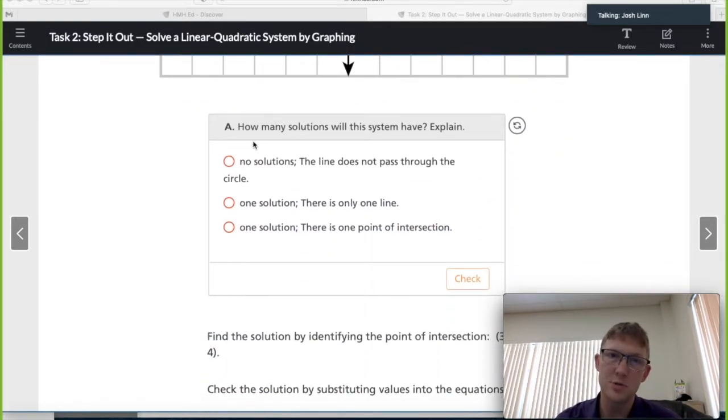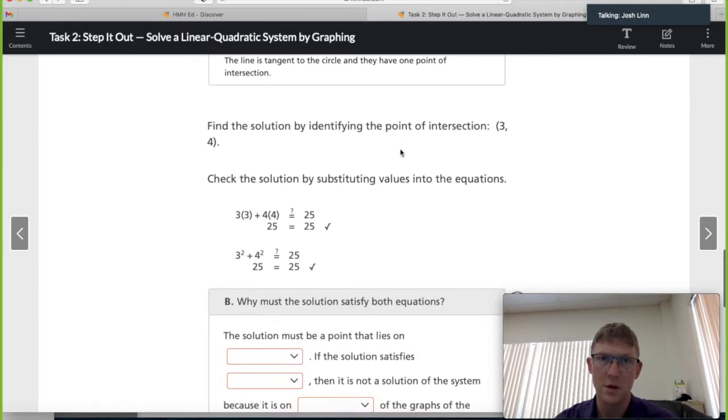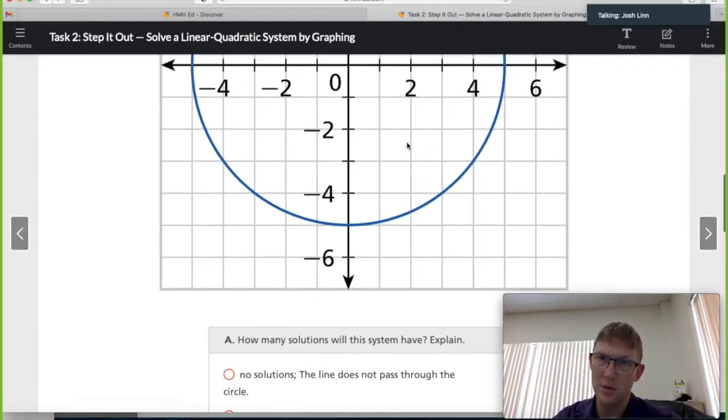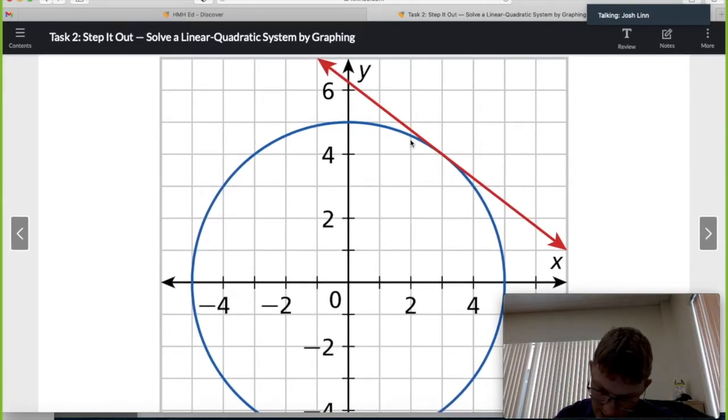So how many solutions will this system have? One solution. There's only one line. That doesn't make sense. One solution, there's one point of intersection. So find the solution by identifying the point of intersection, 3, 4. They're just looking here, and they look at this little point right there, and it comes down. That's 3, that's 4. Boom!